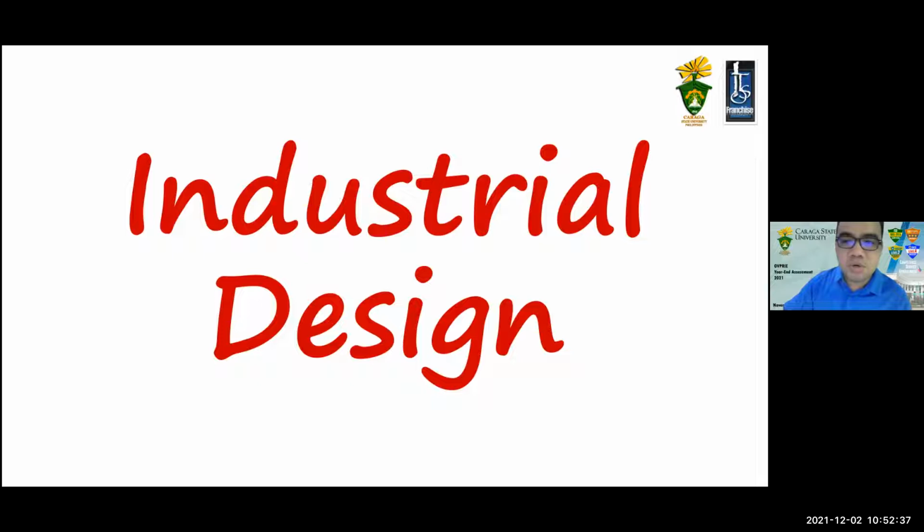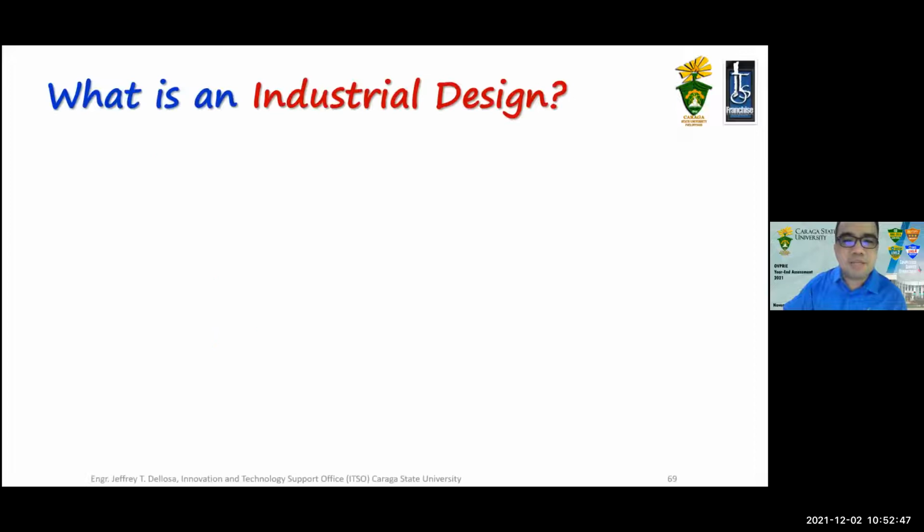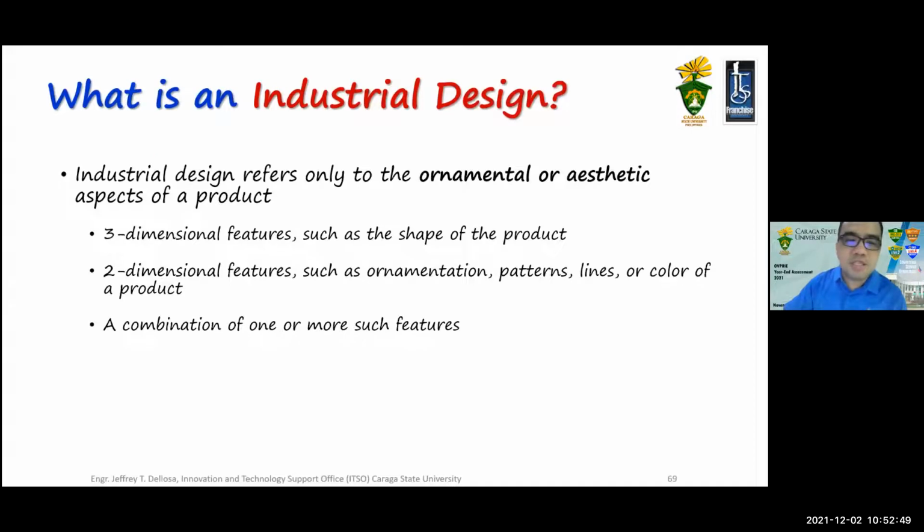This one is very important as well because you can also develop your own industrial design. You just need to understand what this industrial design protection is. Industrial design basically refers to the ornamental or aesthetic aspects of a product. If you have a mobile phone, you are particular about how the mobile phone is designed. That is a three-dimensional design, so you can get protection for that.